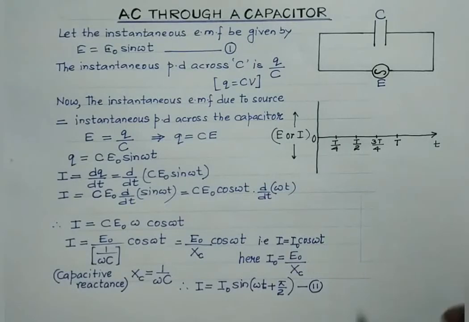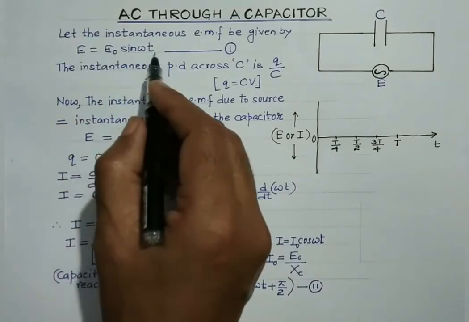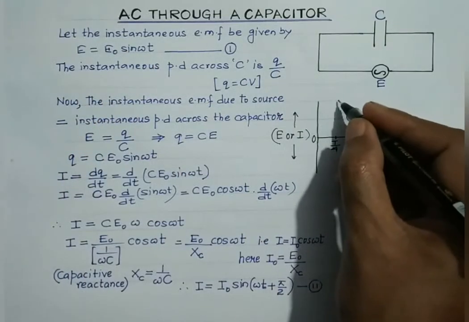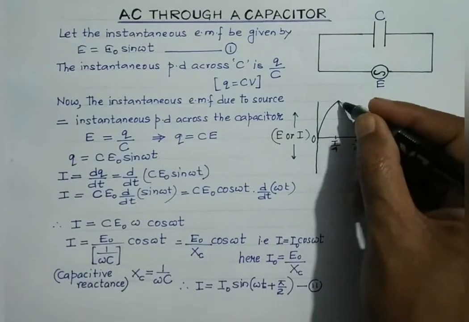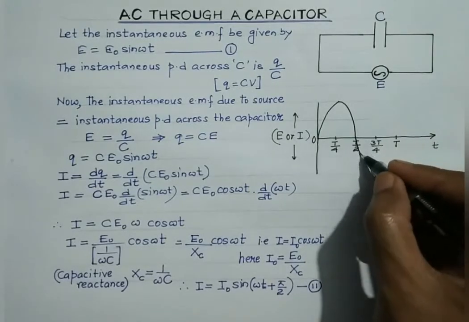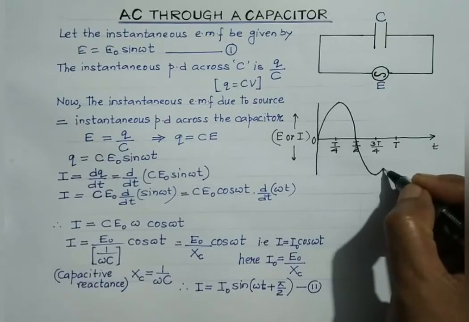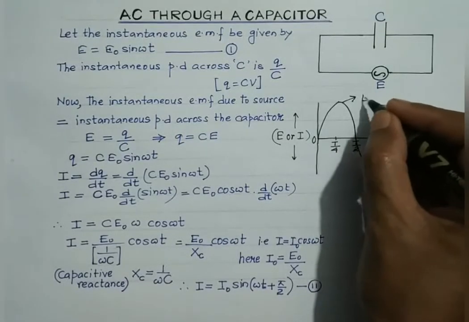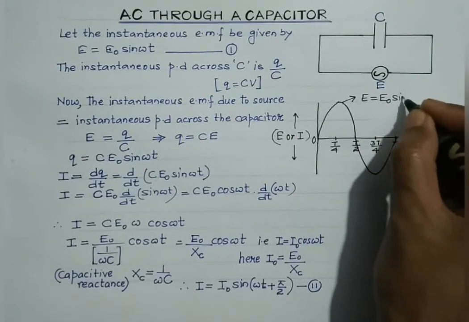Let's discuss the graph for one complete cycle. Now for EMF, E equals to E naught sine omega t. We are already aware of the sine graph, right? So this is suppose the maximum value. So it will be like this. And in the negative direction, this will be the peak value corresponding to 3T by 4. So this is the graph of E equals to E naught sine omega t.